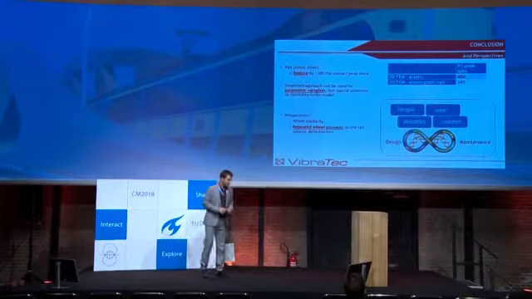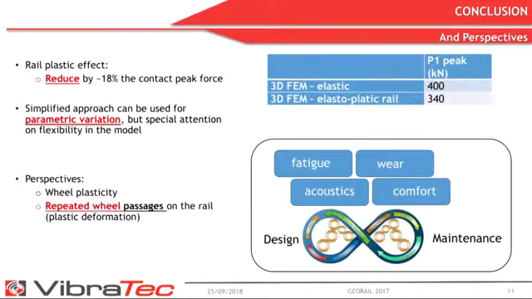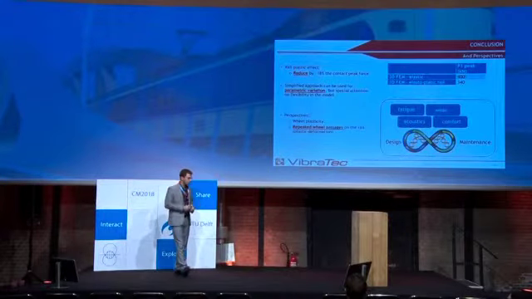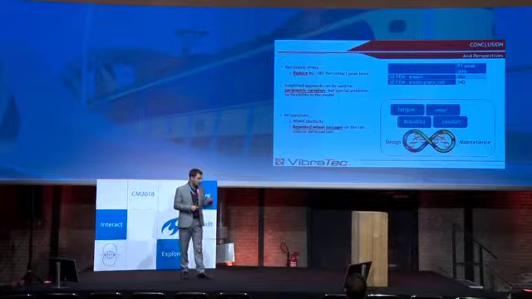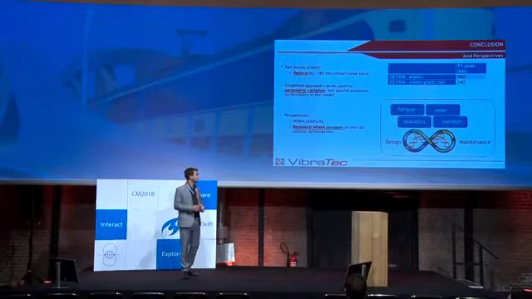Well, this leads to my conclusion. So the first thing we have done is to include rail plasticity and see the effect. And we have noticed that in this case it reduces by almost 20% the contact peak force. One of the further investigations that we will make is also to include the wheel plasticity. For the moment, it hasn't been done. Just to give you an order of magnitude, one computation takes about 24 hours on our computers.